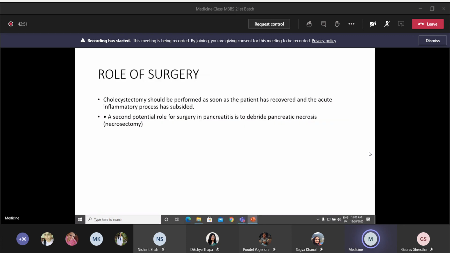So surgery as such has no role in acute pancreatitis until and unless the patient has recovered and there is some complication, such as pseudocyst of pancreas or severe necrosis, where the patient will have a collection, and that is very, very rare. So this is the core step in the management of acute pancreatitis.